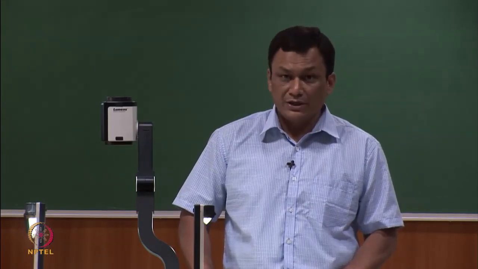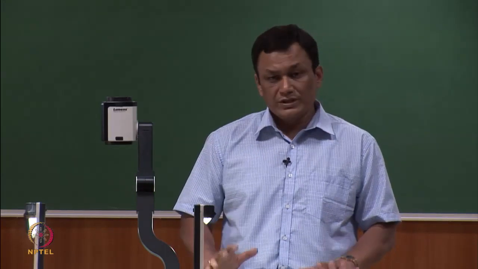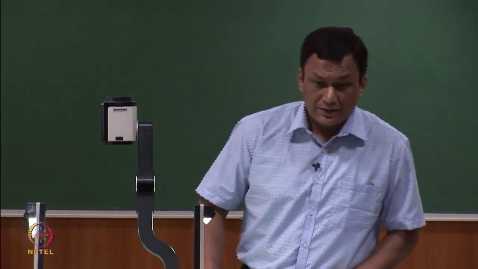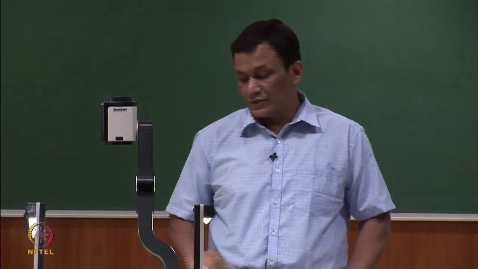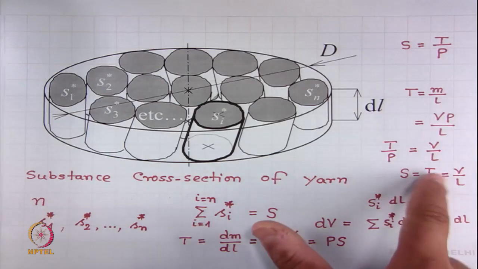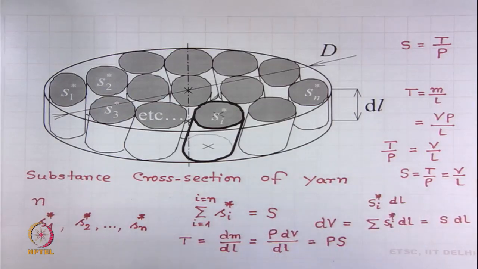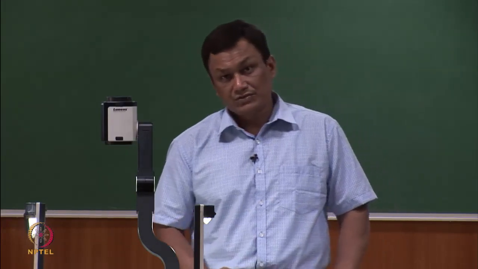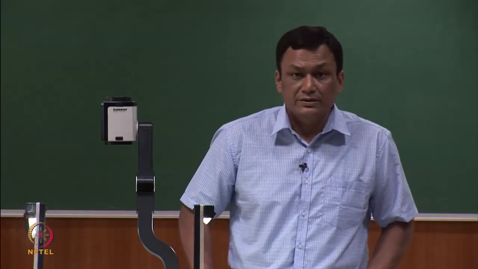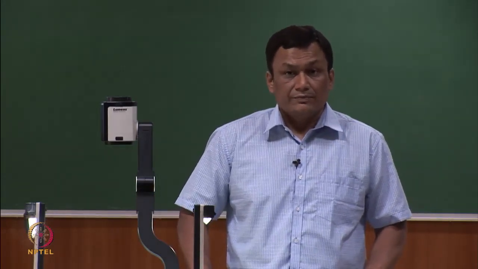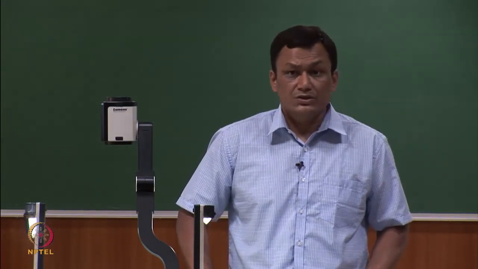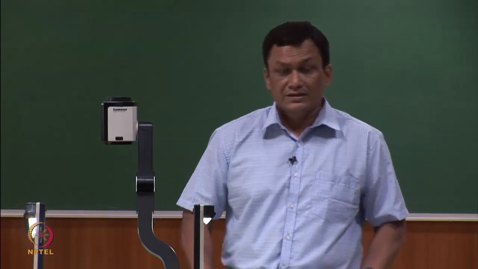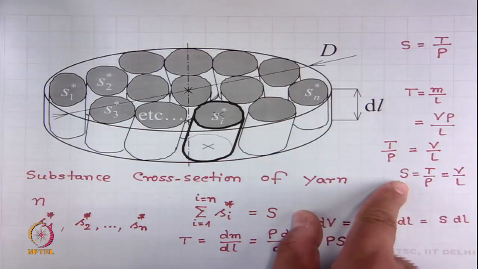That means, if somebody asks, there are two yarns, which size is larger? Quickly, you need to calculate capital S. How? T by rho. Then the yarn which has higher value of capital S will be larger than the yarn which has smaller value of capital S, which will be smaller. So, what we learnt now is that yarn fineness is probably not a good characteristic to compare size of yarns. Substance cross sectional area is a better quantity to characterize the size of yarn.